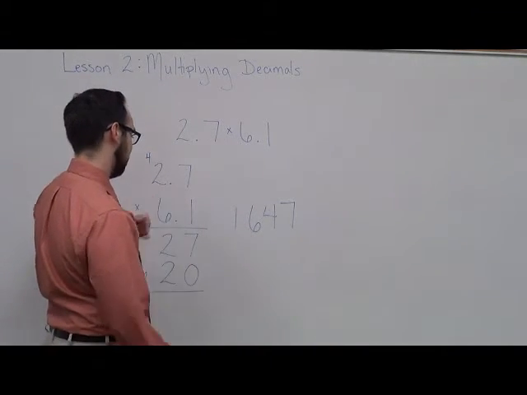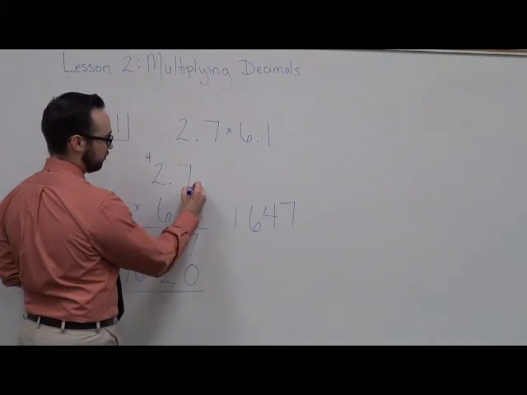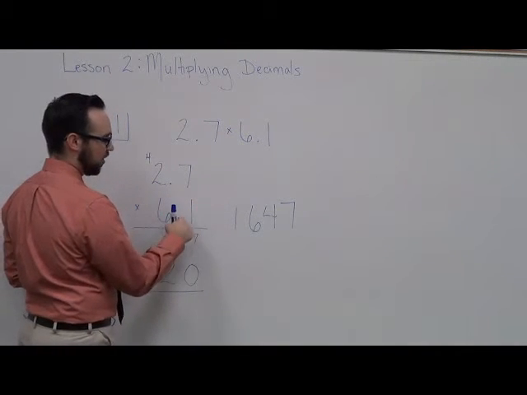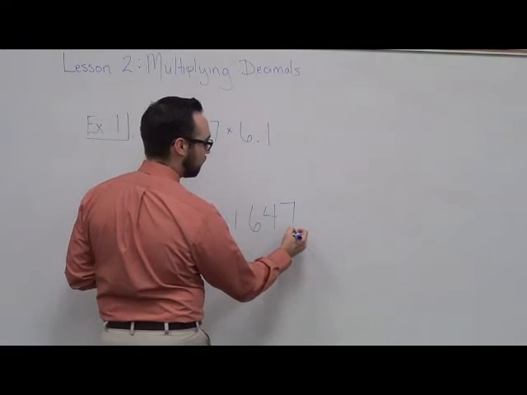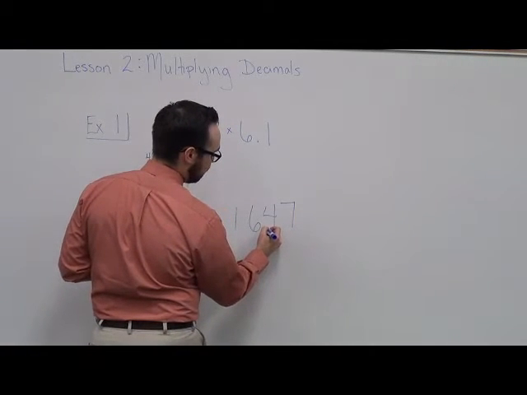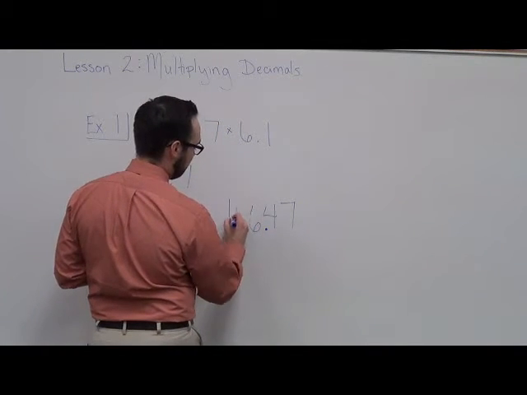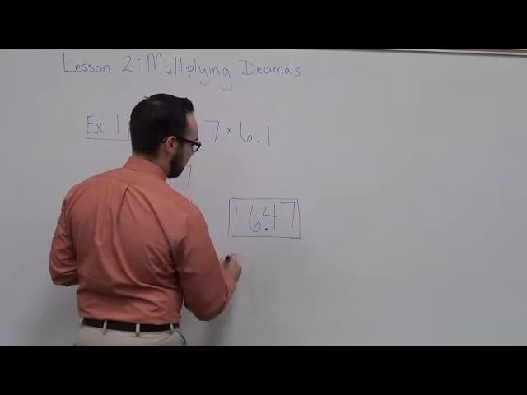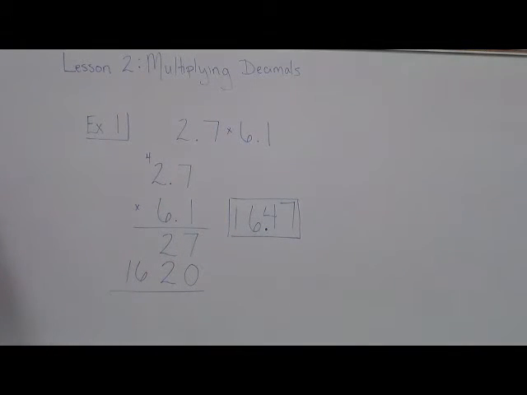We count decimal places. Since there's one decimal place in the first one and one in the second, I add those to get 2, which means I place it 2 in from the end so that my answer becomes 16.47. And again, this might be something that you've talked about in the past, which is okay, but we're here to review this so that as we move forward and we start to divide decimals and such, we're going to be covering all of these topics.